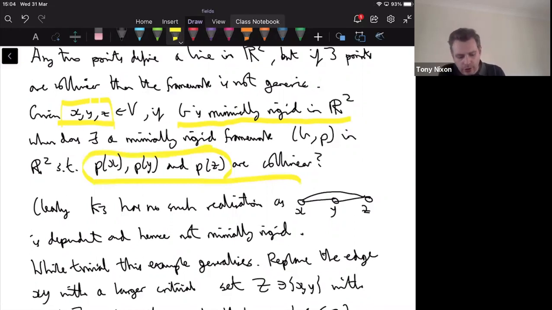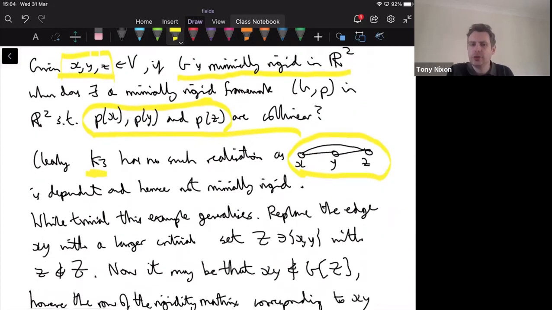A very simple example would be to take the complete graph on 3 vertices. It should be clear that when we had this before, when we talked about the collinear triangle for the 1-extension technique, this is not infinitesimally rigid. I'm always going to be talking about infinitesimal rigidity when I have my non-generic realizations. And we saw that the 3 rows in the rigidity matrix are dependent if the 3 vertices of a triangle are collinear.